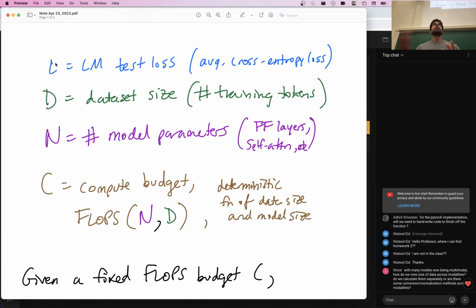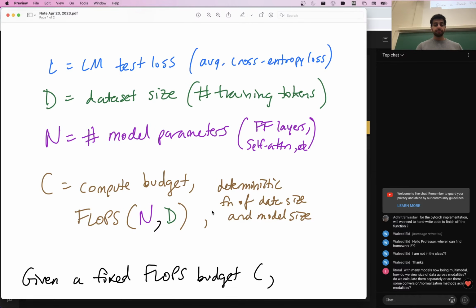So again, like a transformer model, right? It has parameters in the embeddings. It has the self-attention, like query, key, value weight matrices, the feed-forward layers, and so on, right? So adding up all of these parameters together to get one number. And finally, C is the compute budget. So the number of flops that is used to train this model, which, as we just discussed, is a function of the model size, the number of parameters n, and the data set size, number of tokens d. Hopefully that notation is clear.